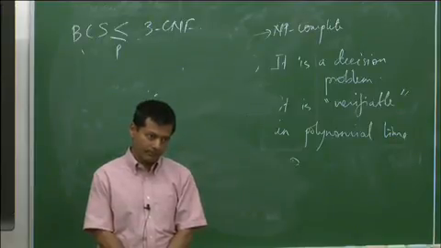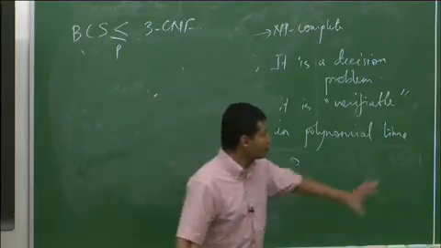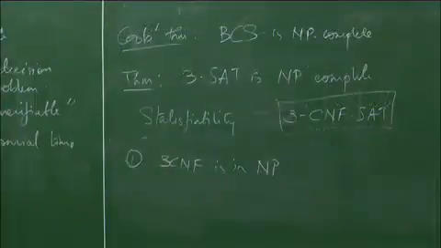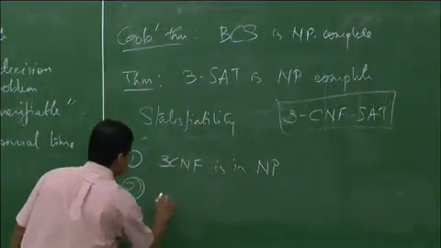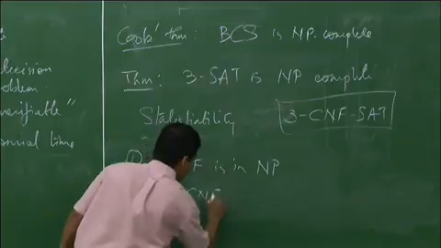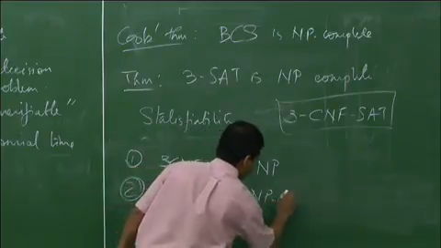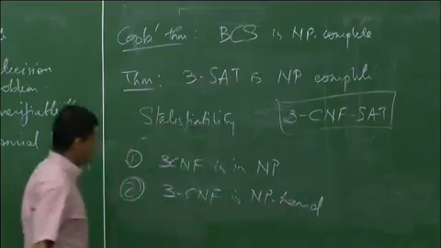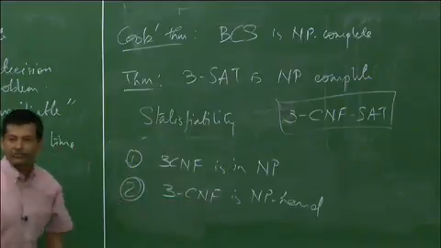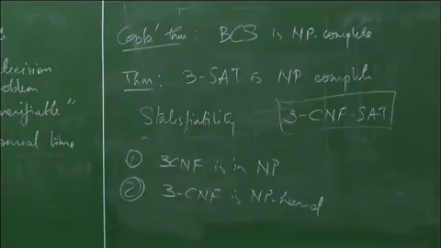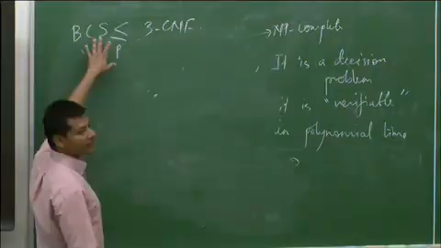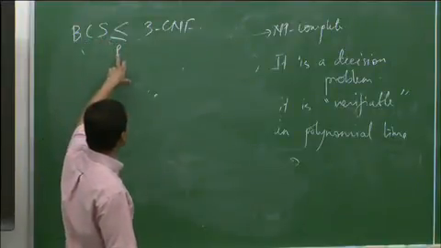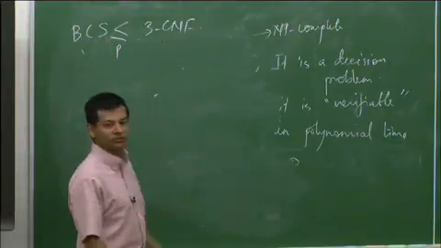Okay? Okay. So that takes care of the easy part. The second part is the one which is difficult. And to show 3 CNF is NP hard, we will prove that the Boolean circuit satisfiability problem is in polynomial time reducible to 3 CNF.